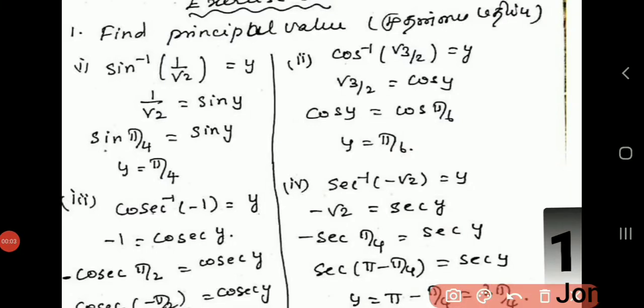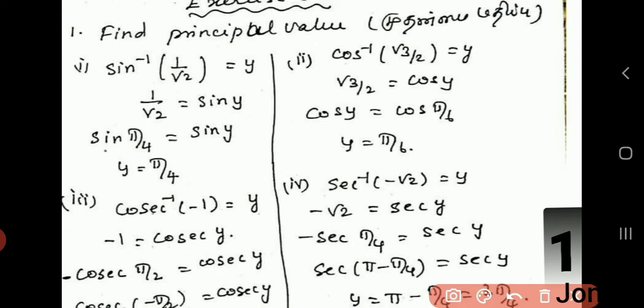Exercise 3.11. Find the principal value of the following. The first problem, sine inverse of 1 by root 2 equal to y. Here I want to take the sine inverse to the other side, so it will become 1 by root 2 equal to sine y. In the trigonometrical table, we have the value of 1 by root 2 for the angle sine pi by 4. So sine pi by 4 equal to sine y, which gives y equal to pi by 4.